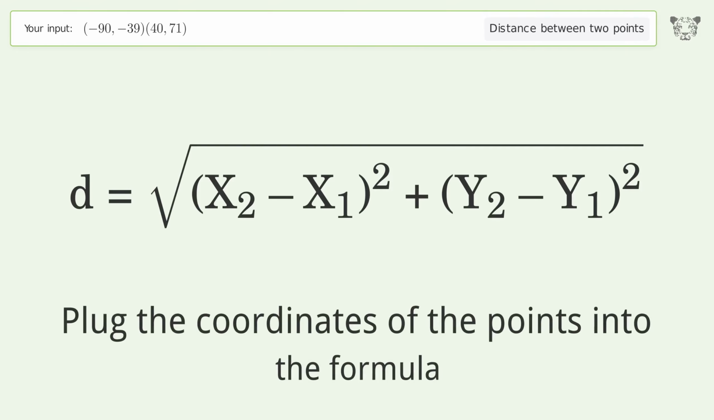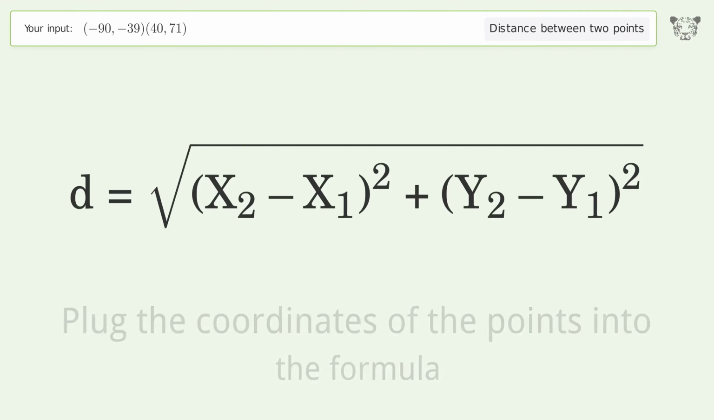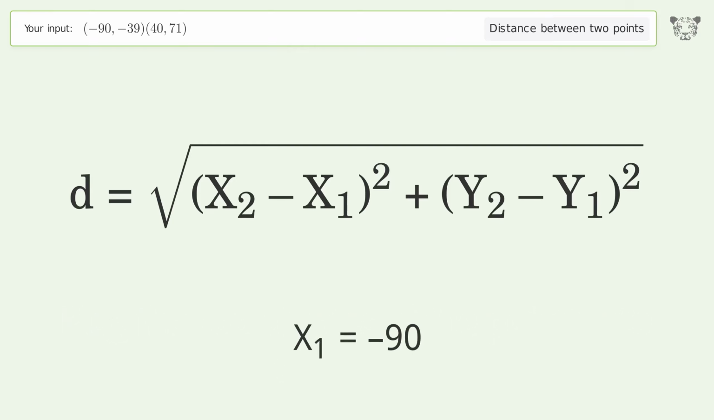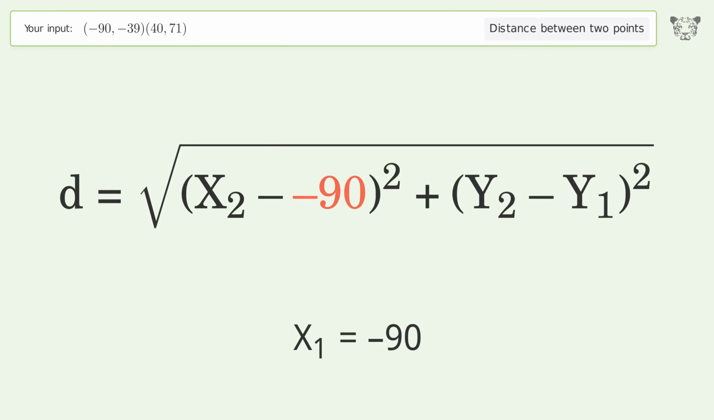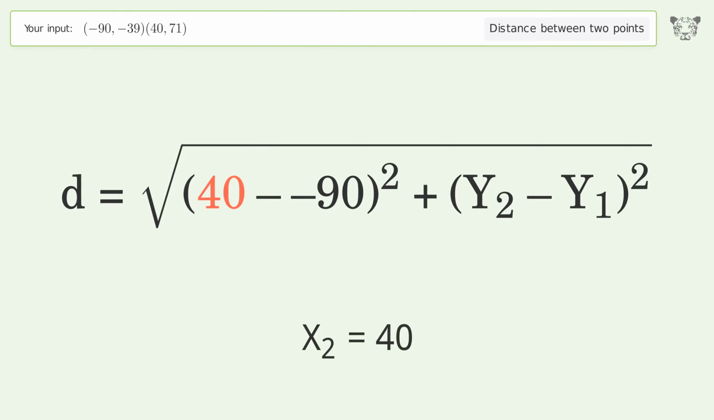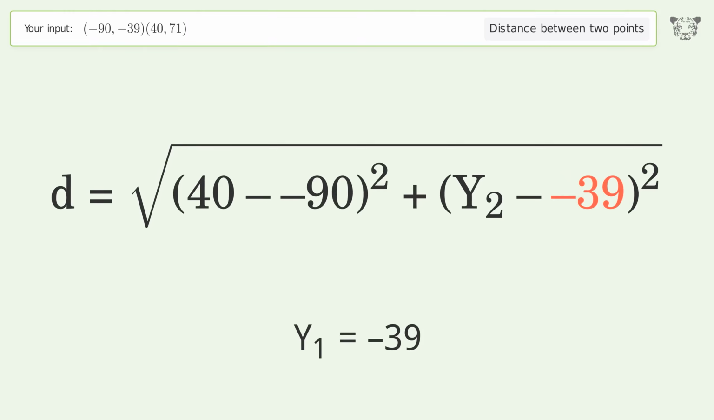Plug the coordinates of the points into the formula. x1 equals -90. x2 equals 40. y1 equals -39. y2 equals 71.